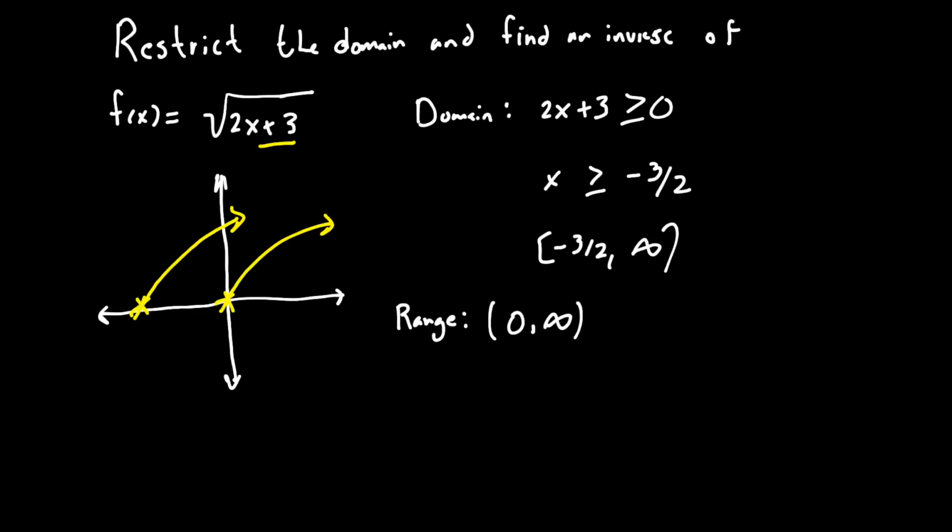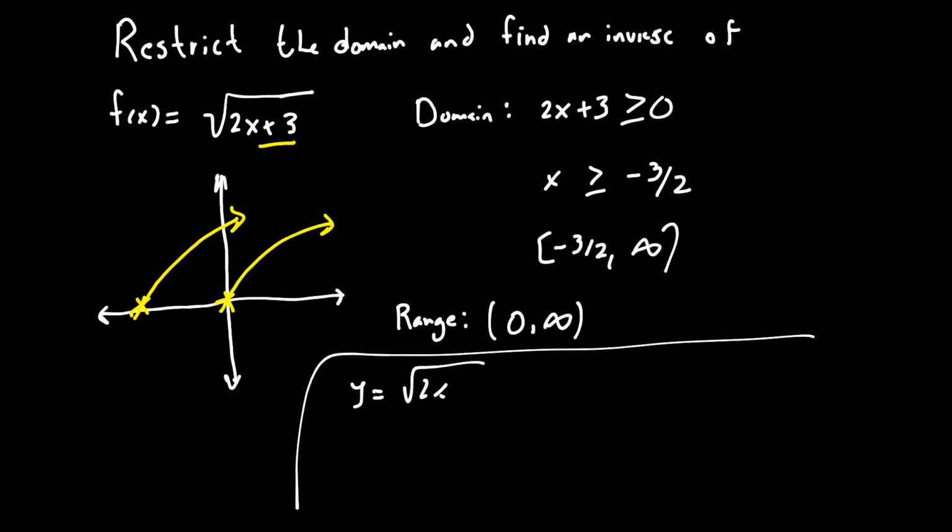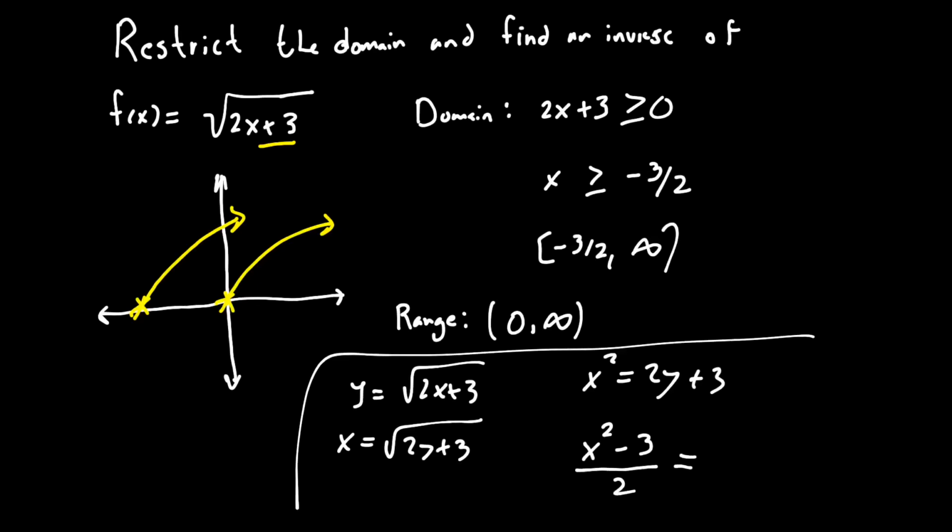So now we can find the inverse. Let's rewrite our function real fast. We'll get y is equal to the square root of 2x plus 3. Now switch your x and y. We'll get x is equal to the square root of 2y plus 3. Square both sides and we get x squared is equal to 2y plus 3. And now, again, we're just solving for y, which means we'll get x squared minus 3 divided by 2 is equal to y. And this is our inverse.